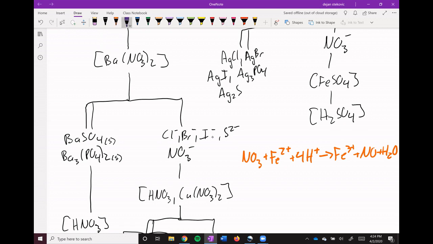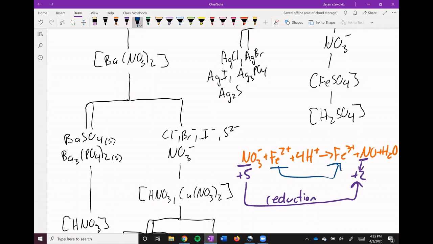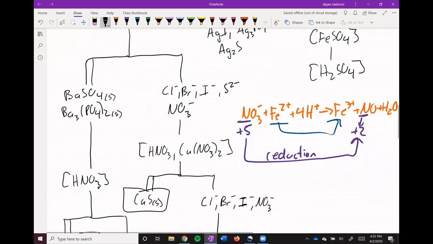And so if we think about what happened to the nitrogen here, you can tell this, oops, forgot a negative charge there. You can tell that the oxidation state here, they should say here is +5, whereas over here it's going to be +2. So +5 to +2, that is undergoing reduction. And in the meantime, you're oxidizing your iron.